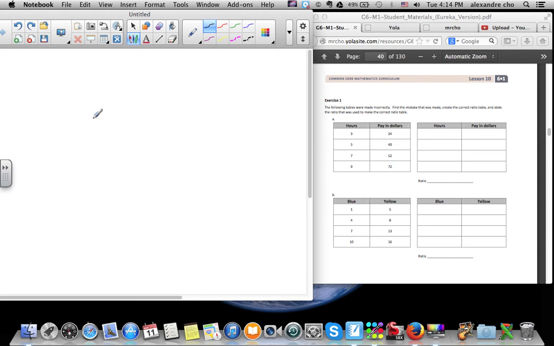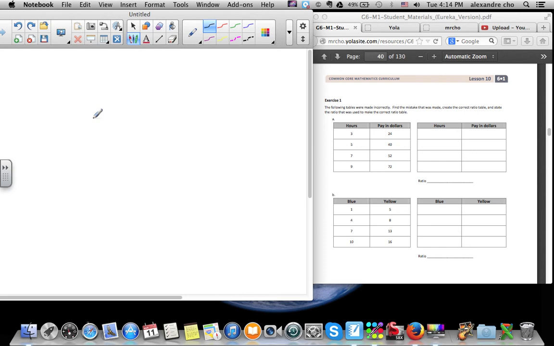Well, 4 to 8, it just means double. So if you have 4 blue, you double, and you get 8 yellow. So every time I have 4 blue pencils, I have 8 yellow pencils. If I have 7 blue pencils, I should have 14 yellow pencils. If I have 10 blue pencils, I should have 20 yellow pencils. Is that the one? 7 to 13 and 10 to 16. Gee.